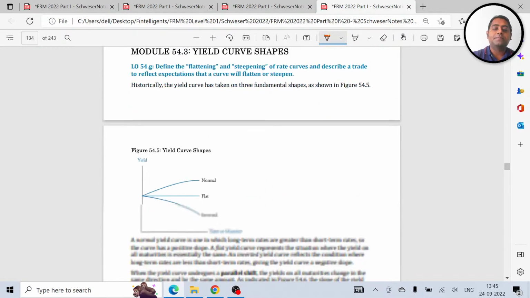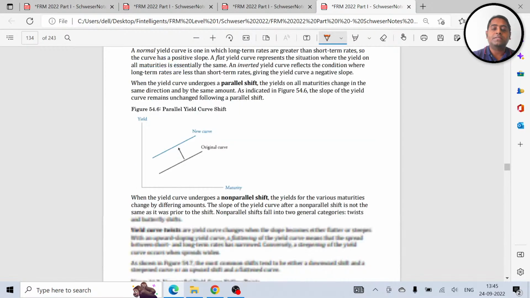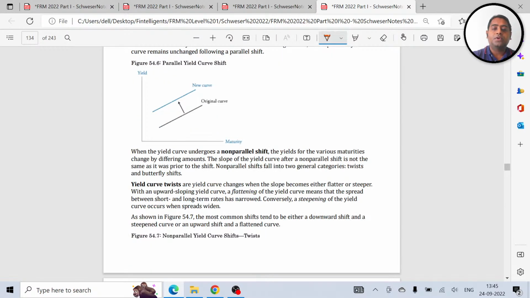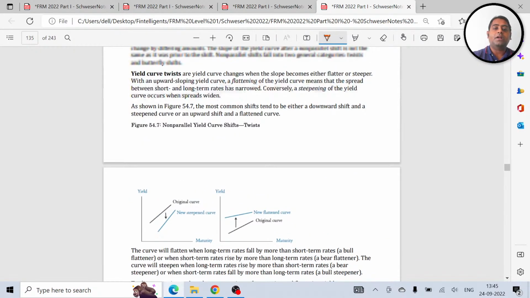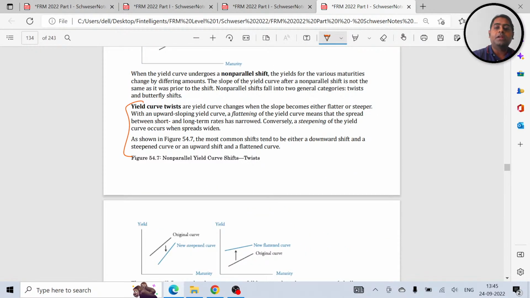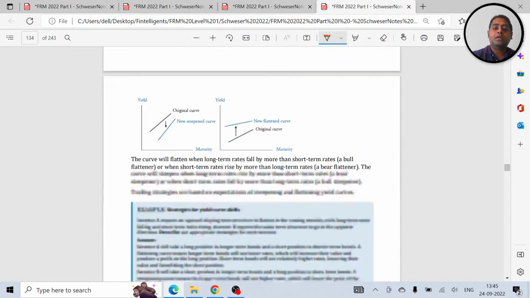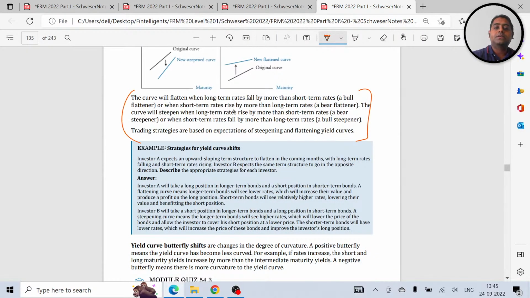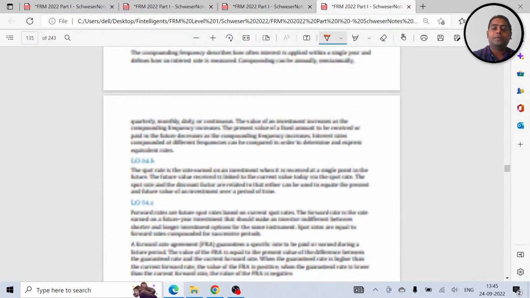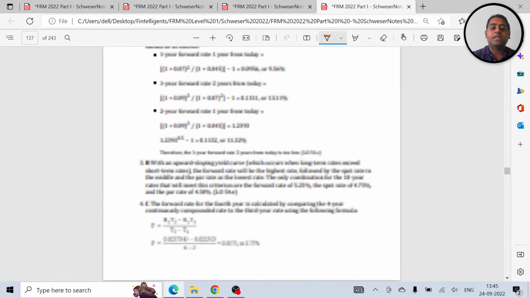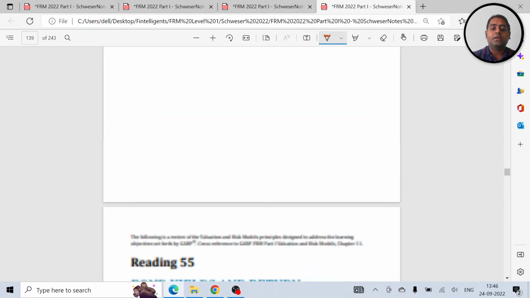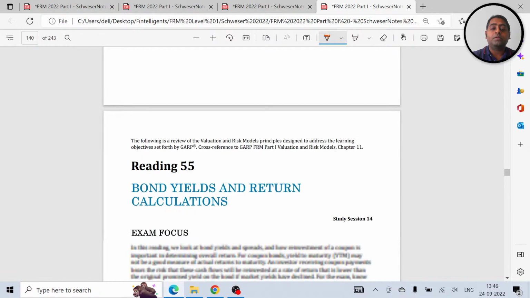Yield curve shapes. First part is simple, easy. Yield curve twist. Okay, this part. From yield curve twist, marking this as star to this, important. I'm going to move towards the next chapter, which is bond return and yield part. Sorry, bond yield and return calculation.